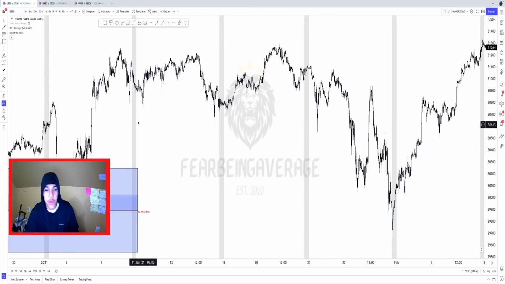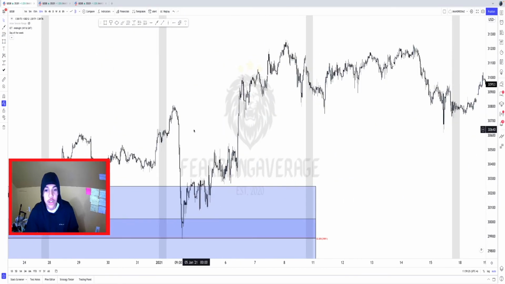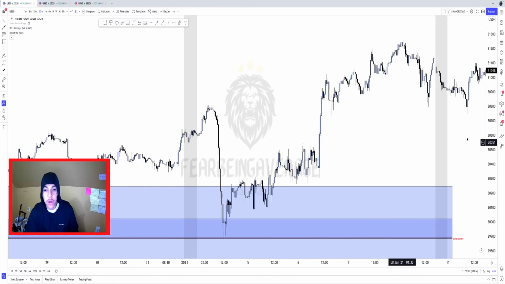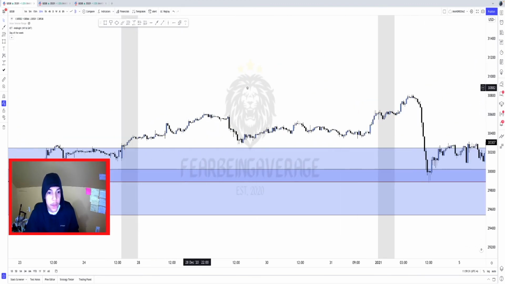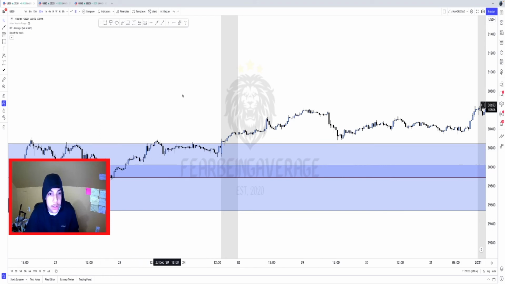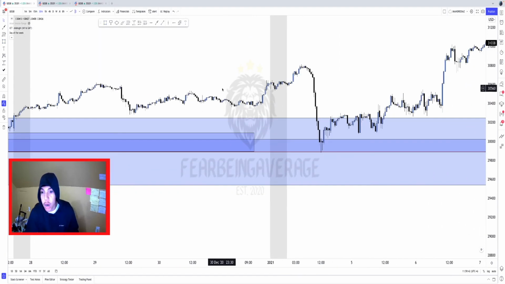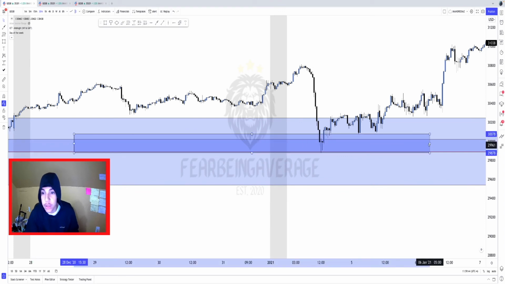So we understand that we have these 2 4-hour order blocks in this general area. Now what are we going to do? We're going to anticipate price to possibly trade into a lower time frame order block. And what do we see? These last 2 down candles would be a 30-minute or a 1-hour order block based off of the 4-hour order block confirmation.